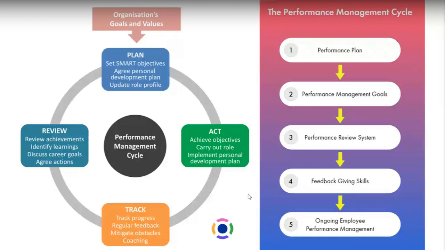You say, okay, you are not able to achieve this because you do not have this particular skill set. So we develop a training plan. You'll be exposed to this training within the next 2 months. Those are the things you document in the personal development plan, and it's a continuous cycle. If you look at the table beside it, set your performance plan, then from your performance plan, establish performance management goals. From there, put in place a performance review system.